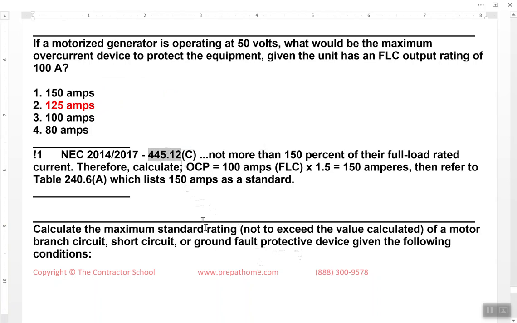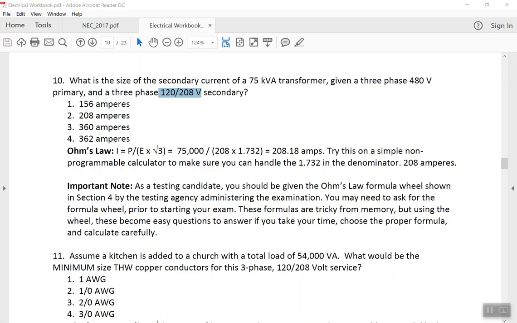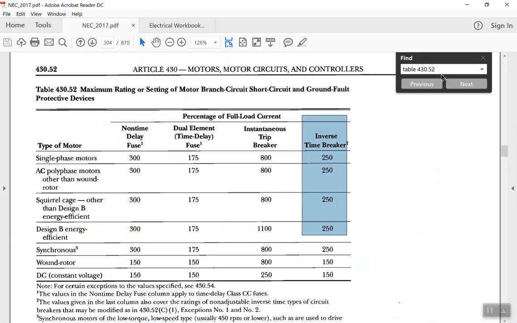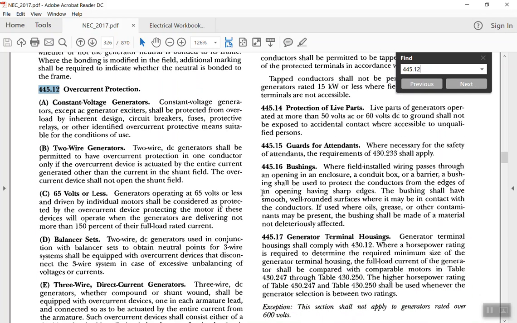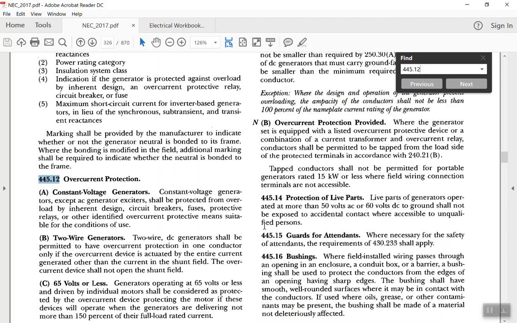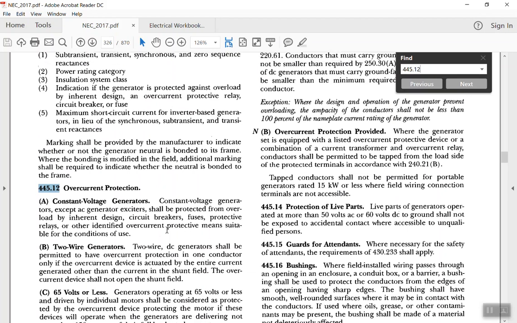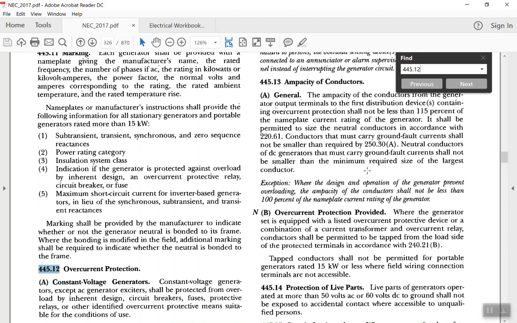445.12. Let's go ahead and go there. 445.12(C). Okay, let's go there in our code books. We're jumping out of motors here. It's a type of motor, right? Kind of. It's a generator, but it's motorized. And then C down here is an interesting little question, because a lot of people are going to jump over to get the 125% from this other section. But this one here, I bet this is where it's at.